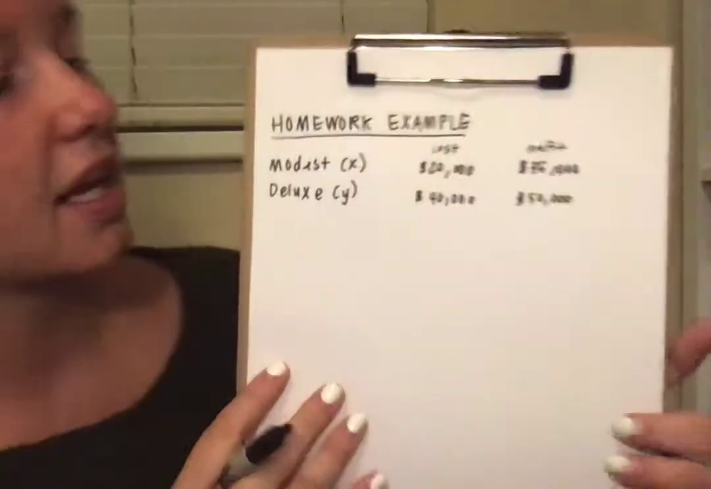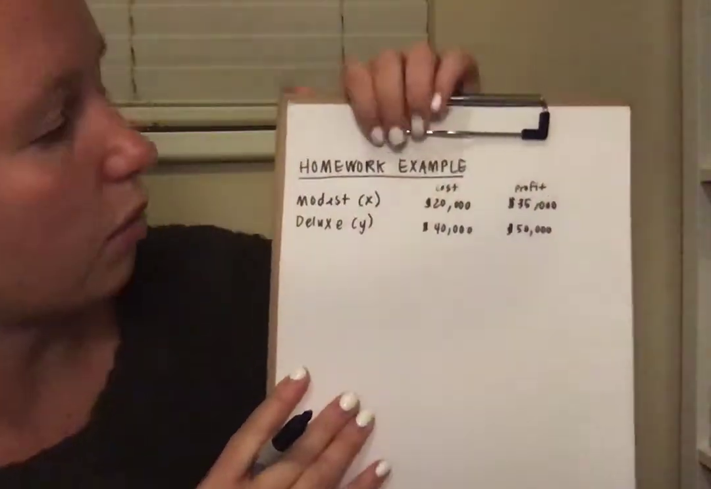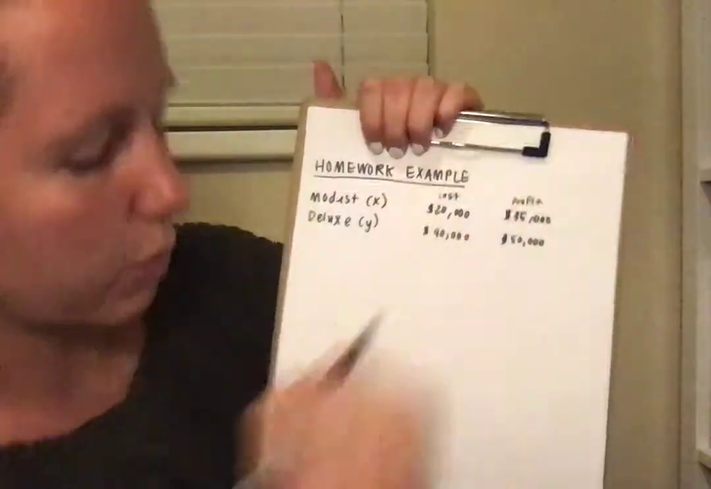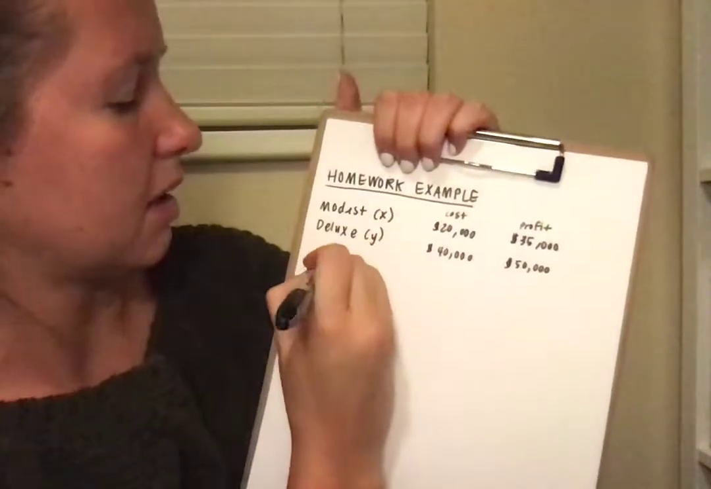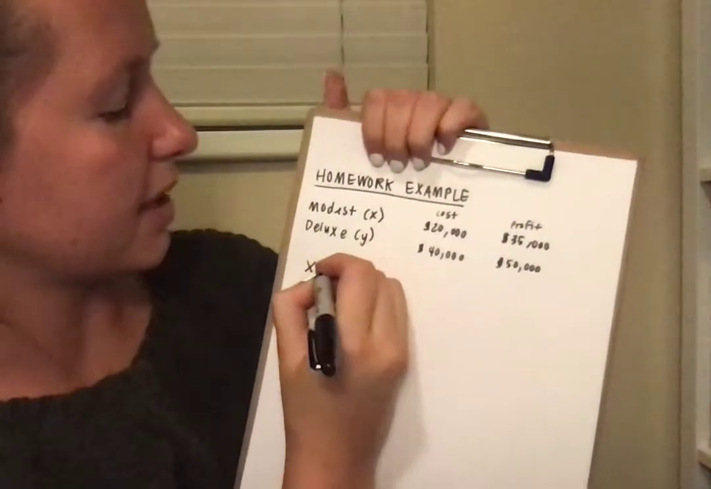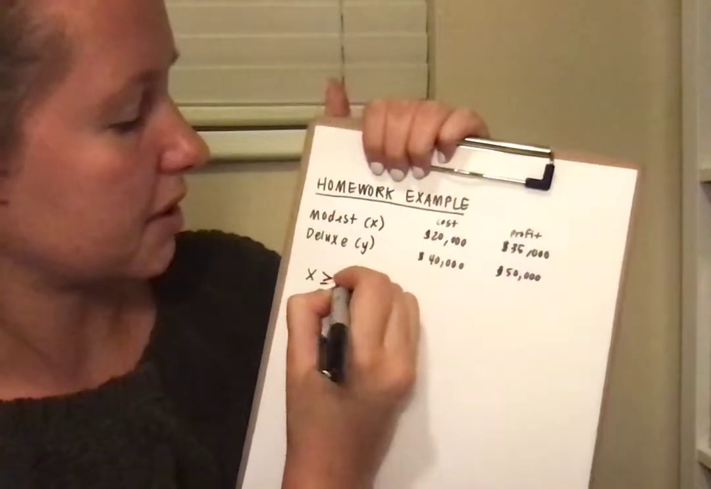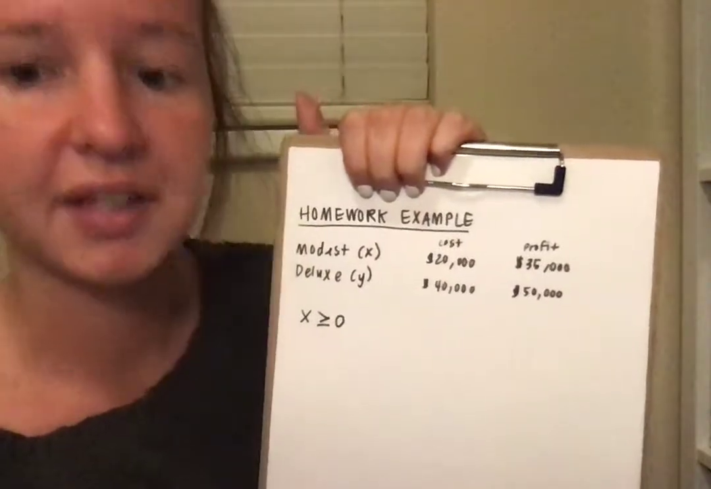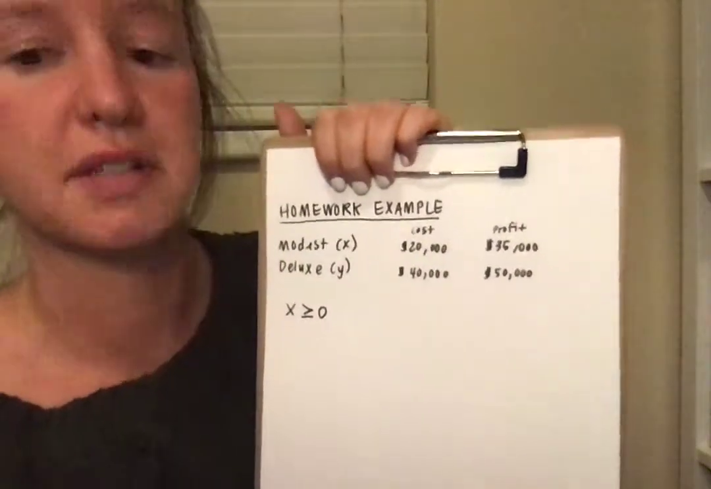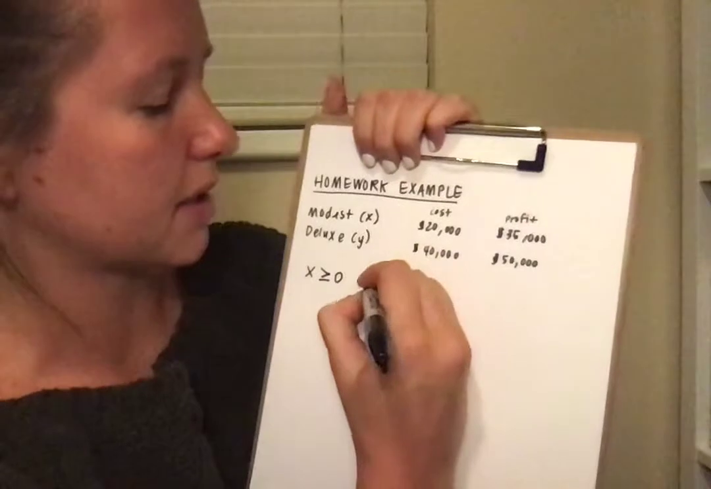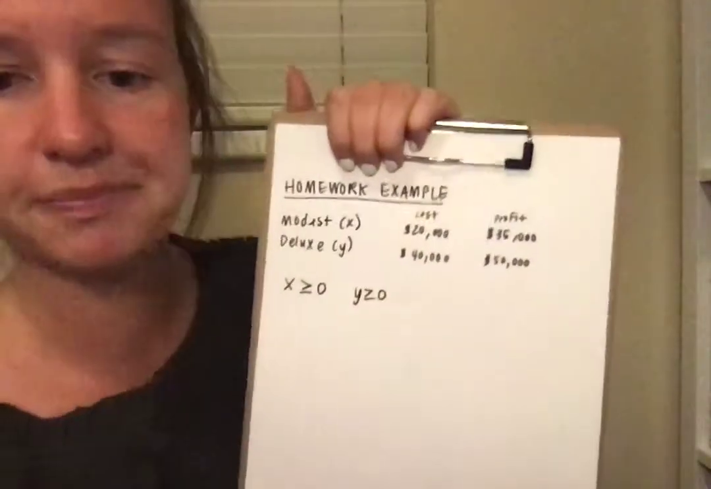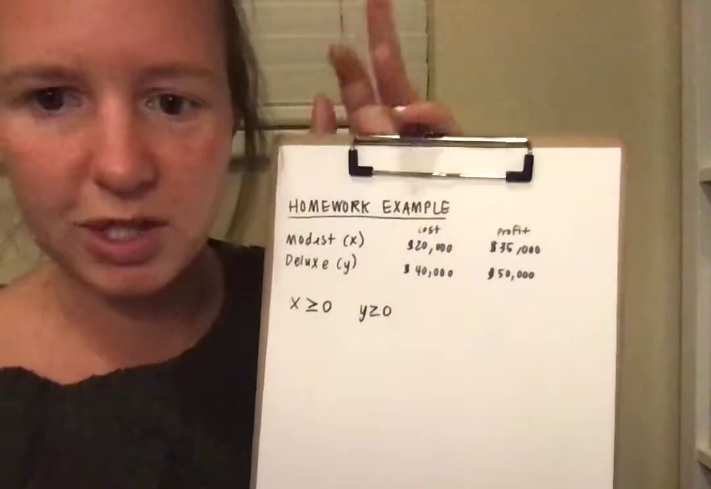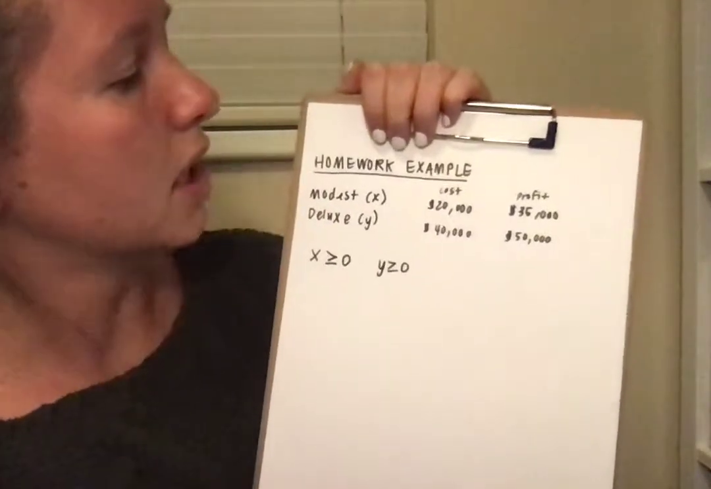Your first step, no matter what you're doing, is to set up your equations. First, x in this case is our modest houses. We need to make sure that our number of modest houses is always greater than or equal to 0. You can't have a negative house. Oh, you're going to build -5 houses? Doesn't make sense. Same thing with deluxe houses, y: it's going to be greater than or equal to 0. Pretty obvious, but make sure you're taking everything into context.